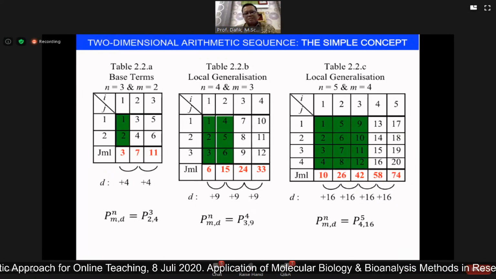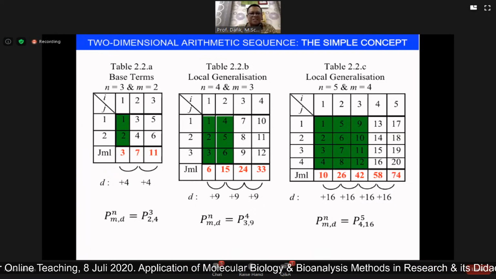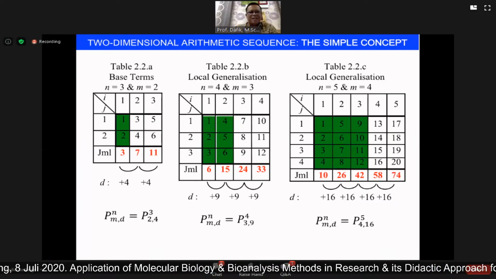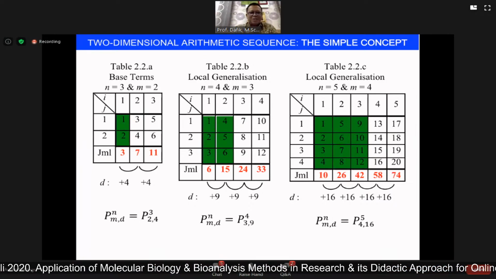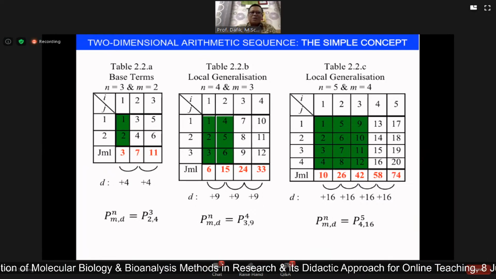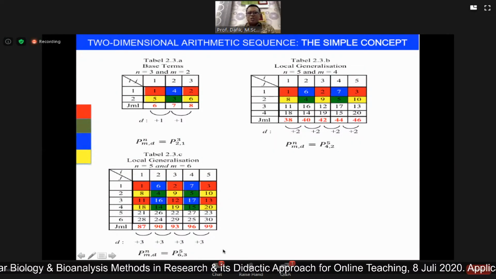Okay, that's easy. In the classroom, maybe even online, we just give this material to the student through a presentation or slide presentation in this pandemic. It is easy to understand. But how if we try to generalize this one?